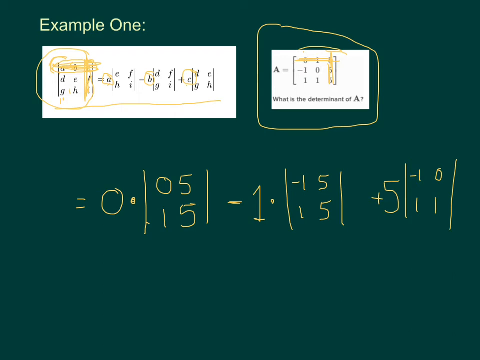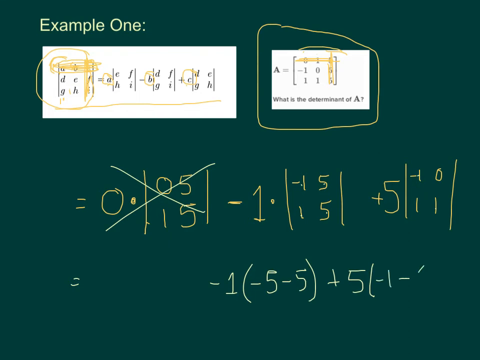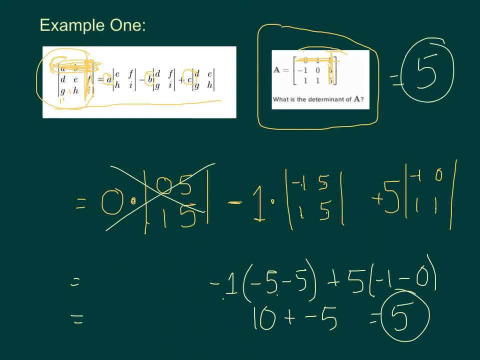Well, let's look at the first one. 0 times anything, well, that's going to go away. That's going to be 0. So we're going to be left with -1 times, well, you know how to find the determinant. -1 times 5, that's -5, minus 1 times 5, 5, plus 5 times -1 times positive 1 is -1 minus 0. Let's calculate this out. -1 times -10, well, that's positive 10, plus 5 times -1, -5. That equals positive 5. So the determinant here is a positive 5.